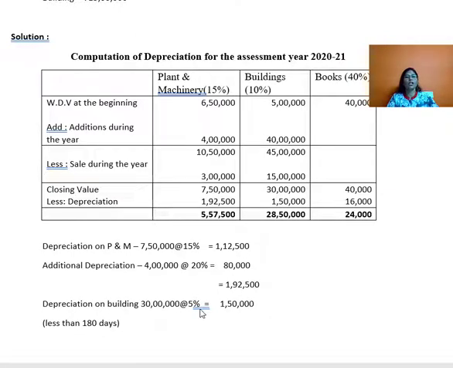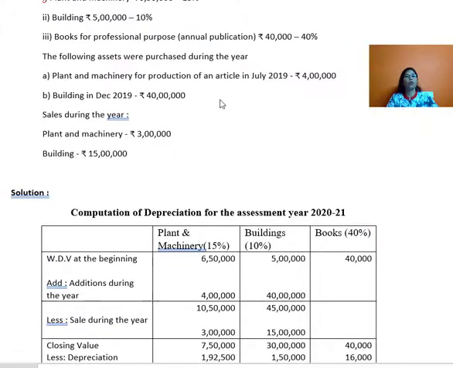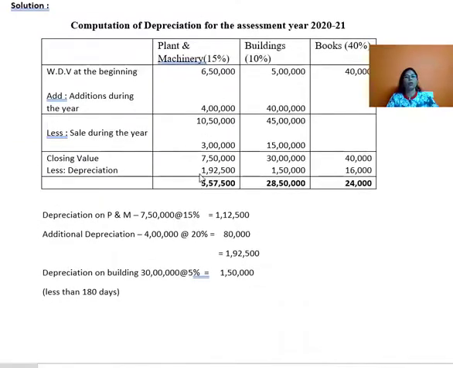And on buildings, the closing value is 30 lakh. On 30 lakh, we are charging at the rate of 5% instead of 10% because the new building additions during the year of 40 lakh was on the date December 2019. So on the closing value, that is 30 lakh, we are charging at the rate of 5%, we get 1,50,000. And related to the books, it is direct 40% on 40,000, it comes to 16,000. So this is the written down value.